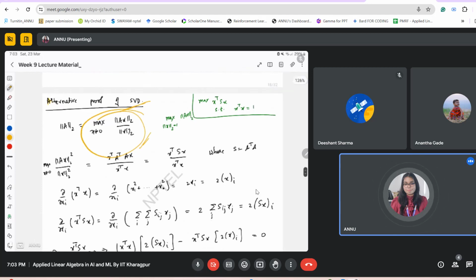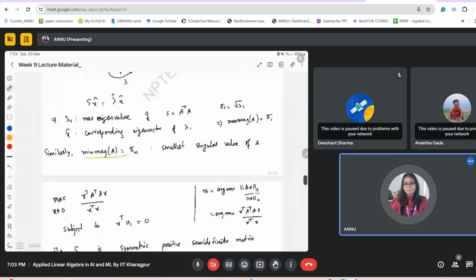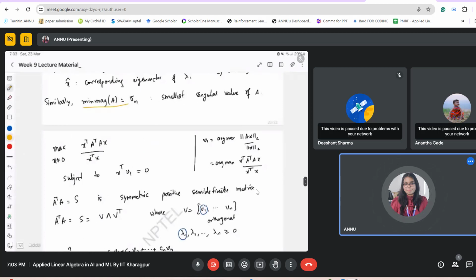So the maximum of mod of Ax squared divided by mod of x squared, you can write like this. I'm not going into the proof. As I said, the minimum magnitude and maximum magnitude are one of the cases that we saw during the sensitivity analysis, but we can also relate them to the singular values of any matrices. So these are some such proofs.